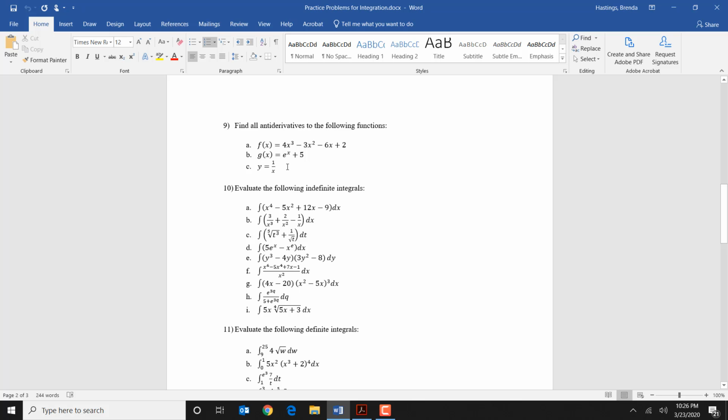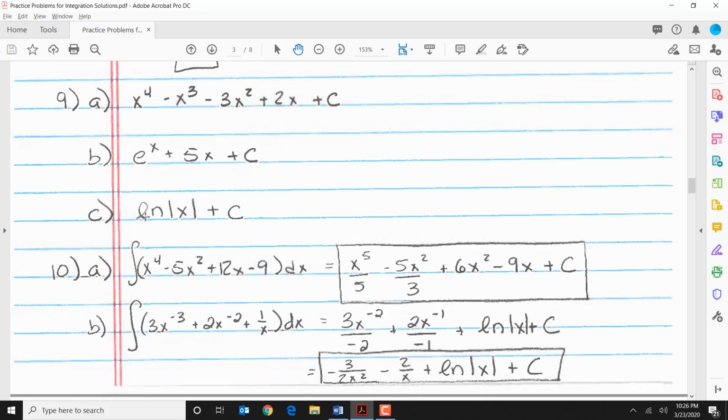Whose derivative is 1 over x? Well, we know that's the natural log of x. However, we have to remember that you can't take the natural log of a negative number, so we take the natural log of the absolute value of x, plus we need this c to account for all solutions, since there are infinitely many.